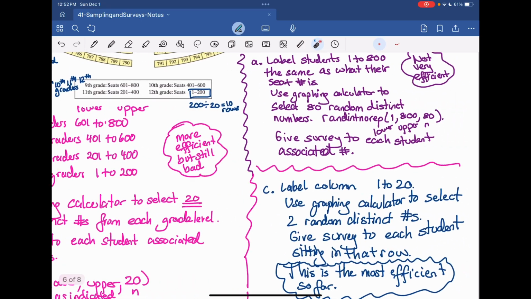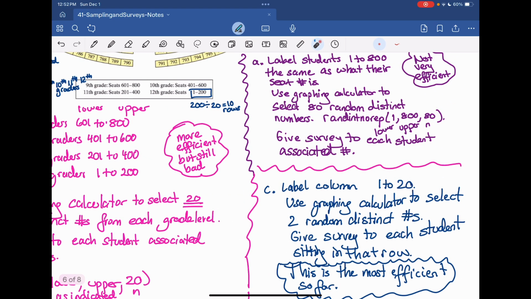So you're going to label the columns 1 through 20. And then you're going to use your graphing calculator to select 2 random distinct numbers. Give the survey to each student sitting in that row, it says. Mistake. Column. Let me fix it. And it's a different color, but I don't care.